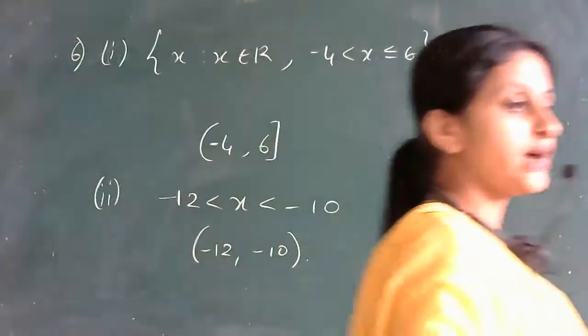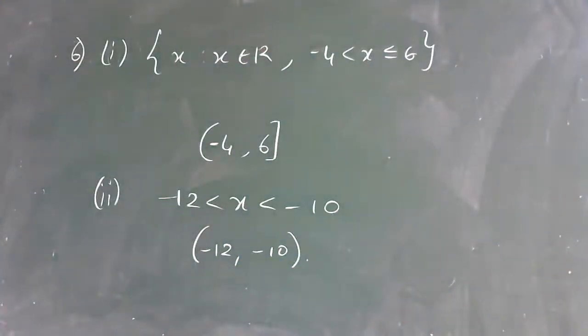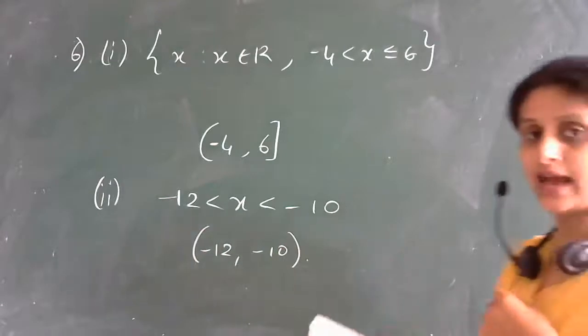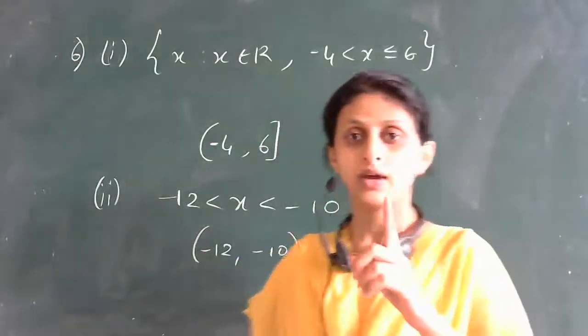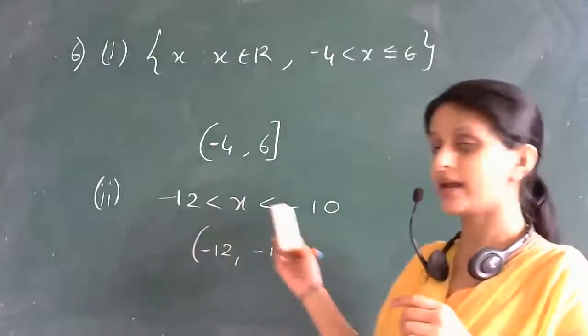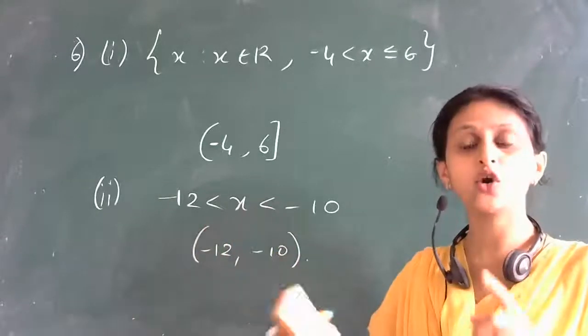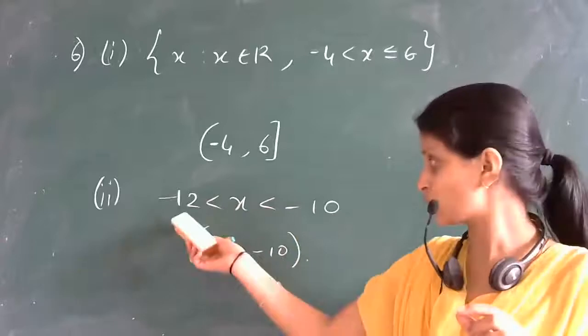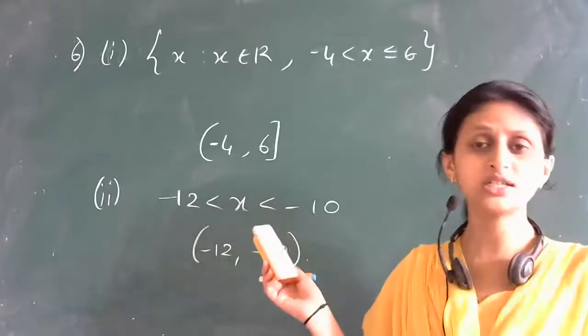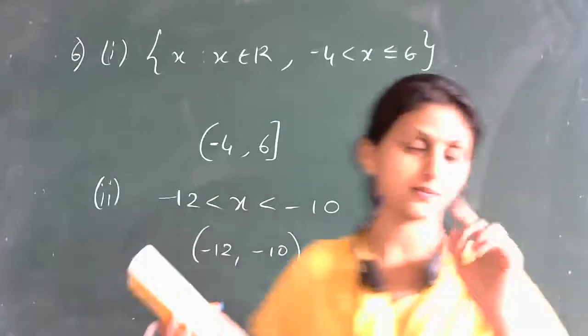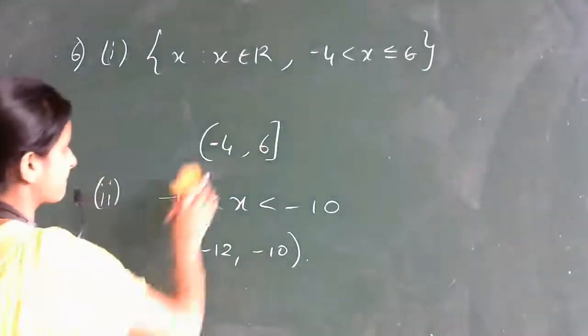See what they have given us. Suvarna, they have said that x belongs to R and x lies between minus 12 and minus 10. This set will include all the real numbers between minus 12 and minus 10. It doesn't just say minus 11. I'll show you the difference.